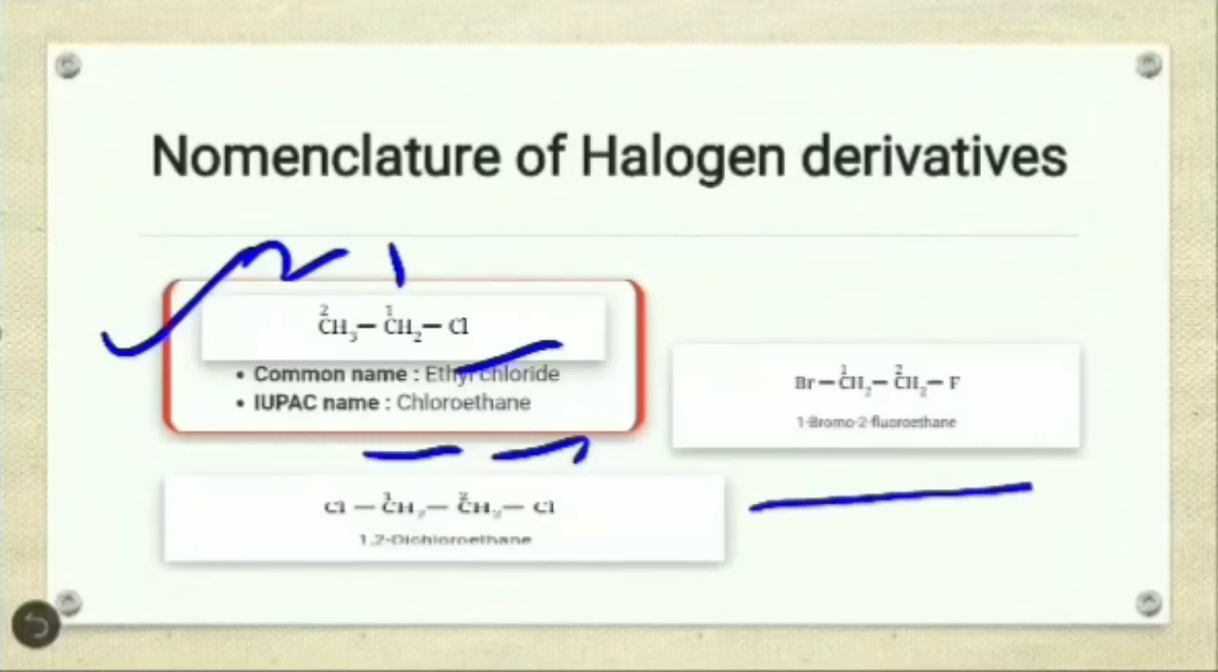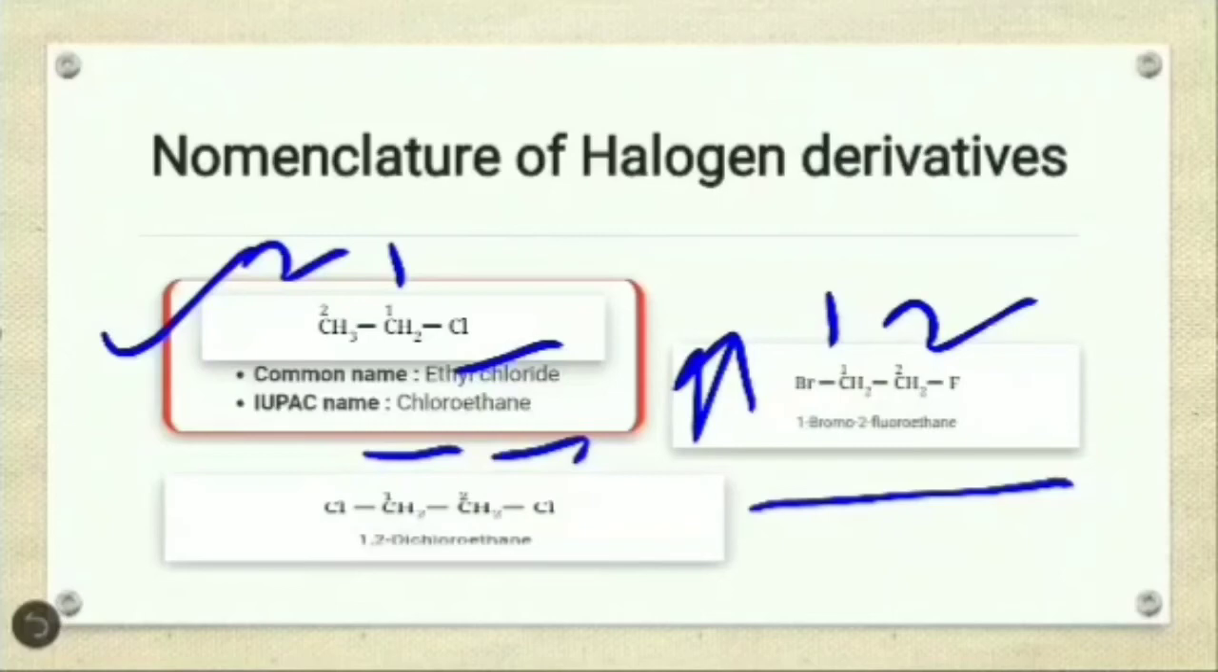Here in this example, the parent chain is ethane, but we have 2 halogen groups, bromine and fluorine, but the atomic number of bromine is greater. Therefore, the first priority will be given to bromine. Therefore, numbering starts from the carbon attached to the bromine. So, it will be 1-bromo-2-fluoroethane.